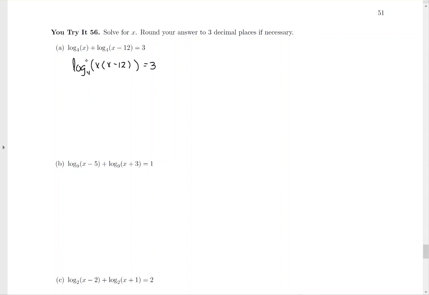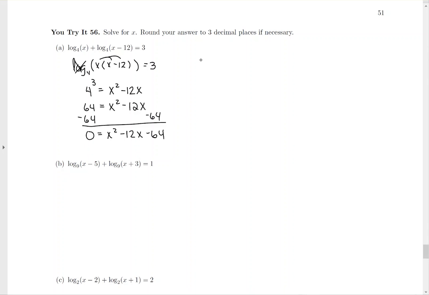I next want to get rid of the word log by rewriting it as an exponent. So 4 to the third power equals x squared minus 12x. I just went ahead and distributed. 64, that's 4 cubed, equals x squared minus 12x. Now because it's a quadratic, I need to set it equal to 0 and then try to factor it. So 0 equals x squared minus 12x minus 64.